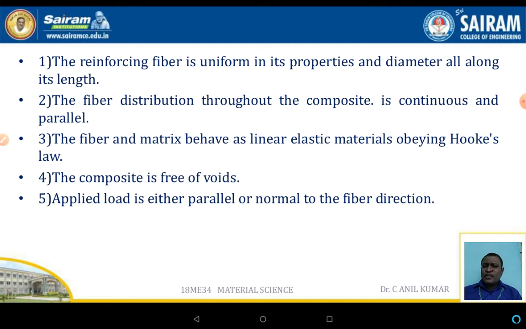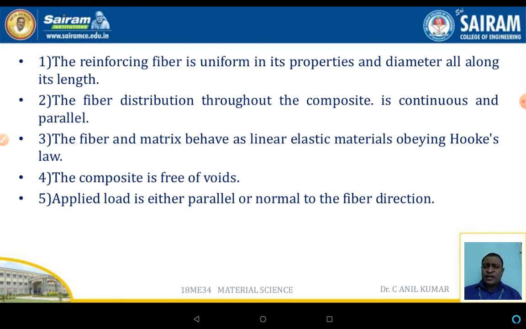The second one is that the fiber distribution throughout the composite is continuous as well as parallel. While fabricating, the composite may undergo some load, or pressure, or some deformations. In that case, there may be a breakage of the fiber, and the continuous property cannot be maintained. Even then, if there is a discontinuity, we are assuming it as continuous and also parallel.